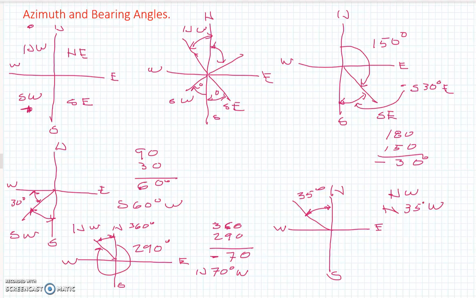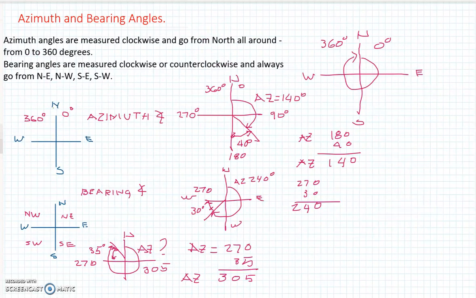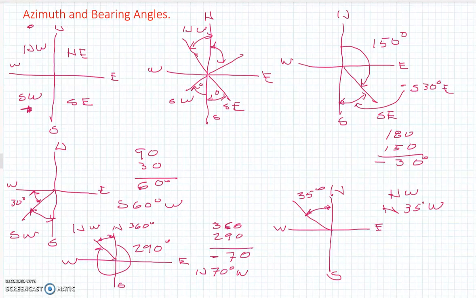So that's what they call the bearing. Remember, the bearing always goes from south or north, southeast, southwest, or northeast, northwest. And back to azimuth, the azimuth always works from north all around. Okay, that's the difference between the azimuth and the bearing. I hope you understood what I'm trying to tell you, and the difference between the azimuth and the bearing angles.